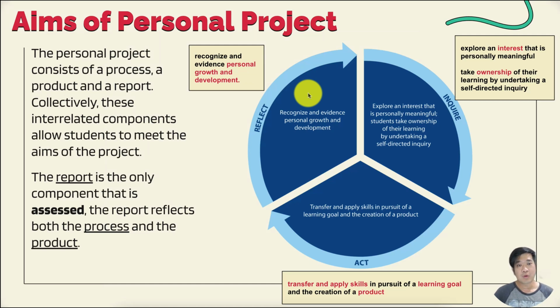Now, for the aim of the personal project. So it's said here that the personal project consists of process and then product and then report. So three things that you need to look into: how you plan it, how you produce it, and how you are going to write about it or report about it. Now you are going to be collecting all of the data that you want. Now the report, okay, the report is the only component to be assessed. So unfortunately the report is going to be graded, okay? Now and then reflect on the process and product. So even though the product and the process are not being assessed, they will be showcased in the report, on how you organize your work.